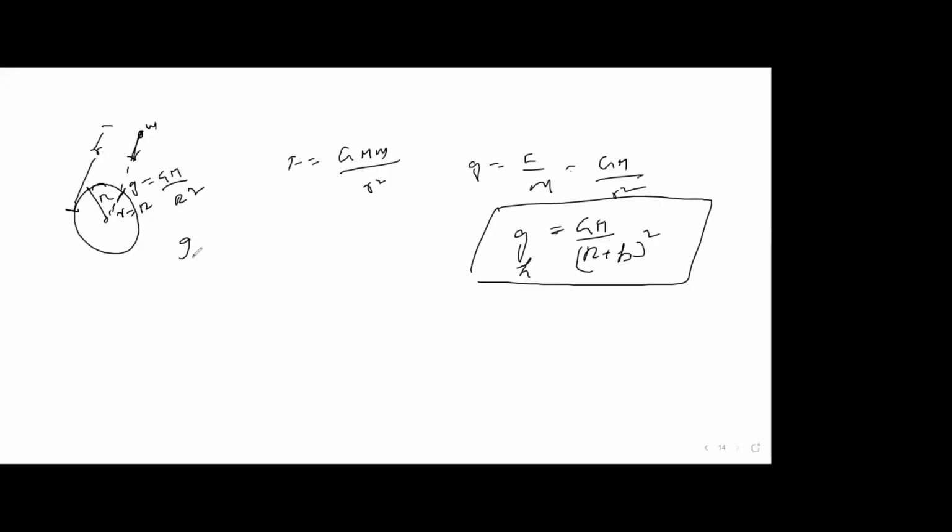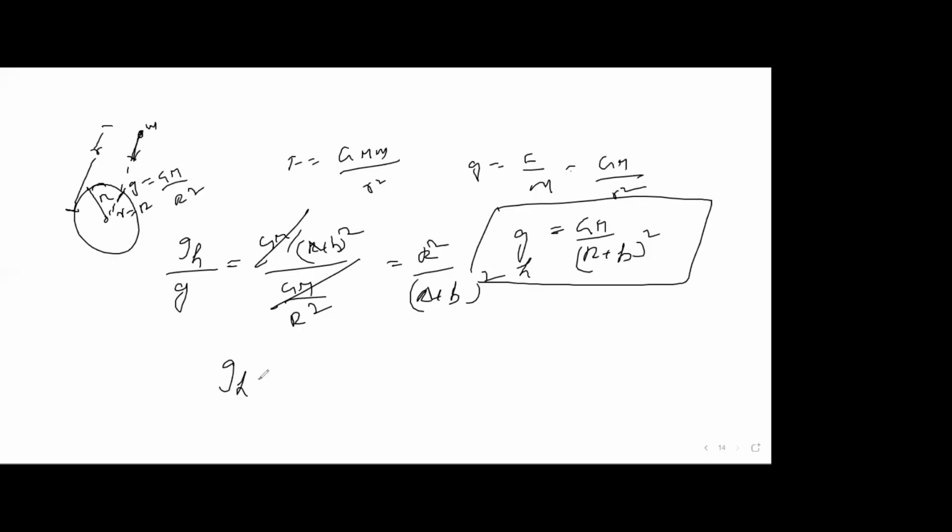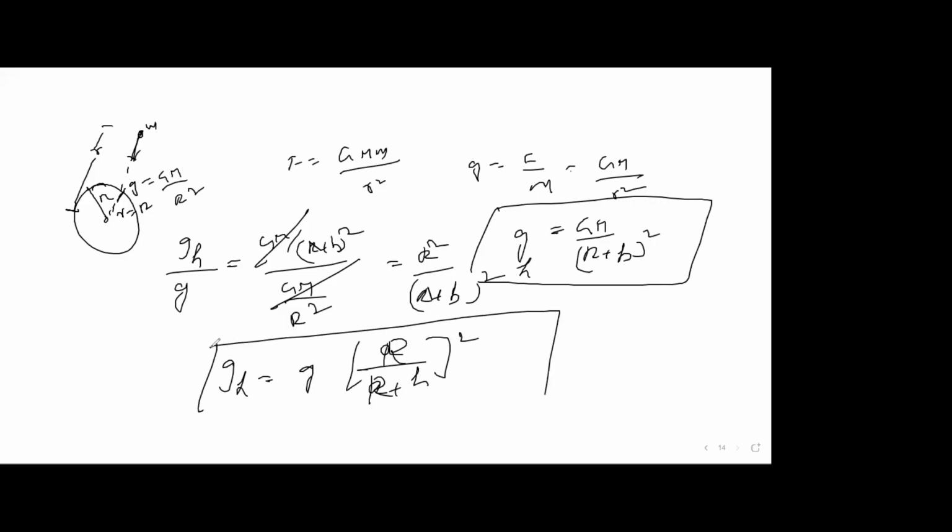If I divide gh at height by g on the surface, it is GM by (R plus h) whole square over GM by R square. This becomes R square by (R plus h) whole square. This is the more general formula for g, which you can always use: R by (R plus h) whole square. If you see here, R plus h is more, so as height is increasing, the acceleration due to gravity value is decreasing.